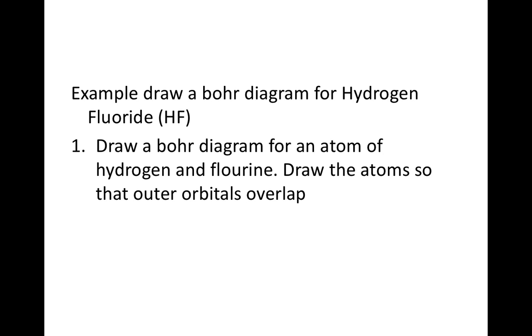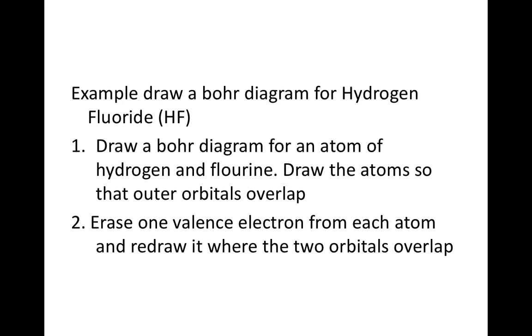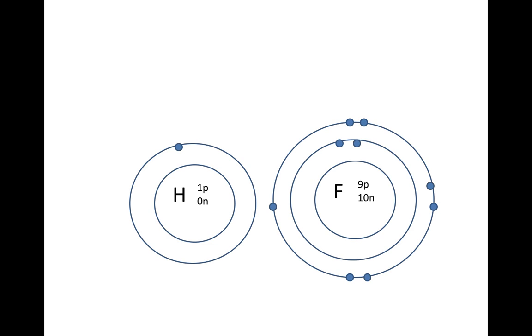Draw the atoms so that the outer orbitals overlap. Erase one valence electron from each atom and redraw it where the two orbitals overlap. So here you start with one atom of hydrogen and fluorine and draw the Bohr diagram just like you've done before. Notice that hydrogen needs to gain one electron and fluorine also needs to gain one electron.